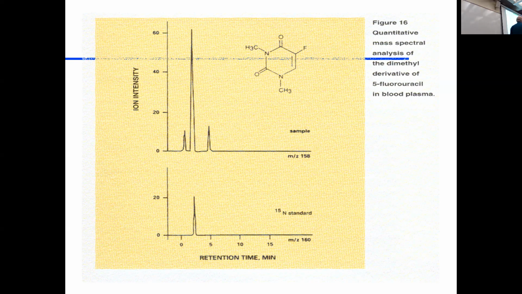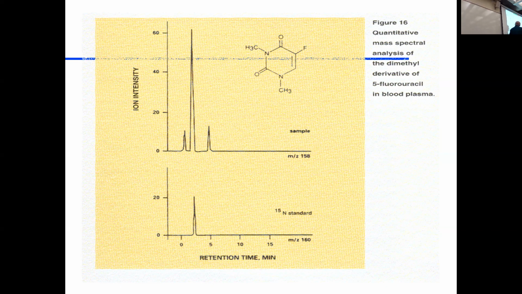This is one where there's a nitrogen 15. So for example, 5-fluorouracil in blood plasma. This may be your sample. There are other peaks in here, and there's your compound up here that you want to measure. If you make that material with nitrogen 15, it's going to have a mass 2 units bigger. So the standard, 5-fluorouracil with nitrogen 15, is going to be 160.